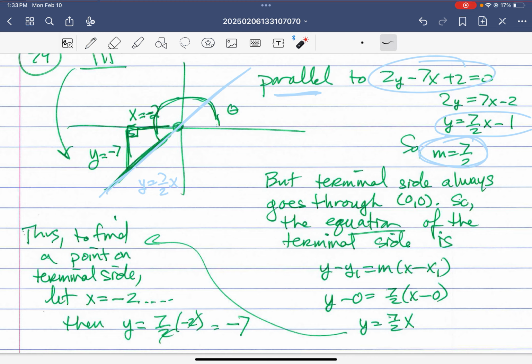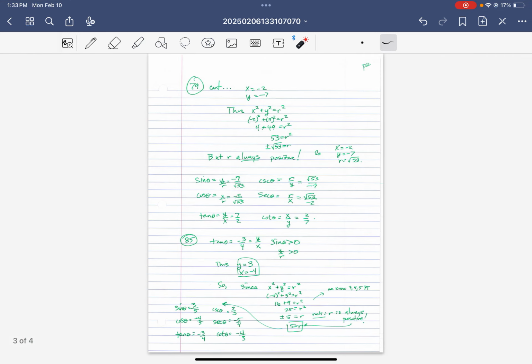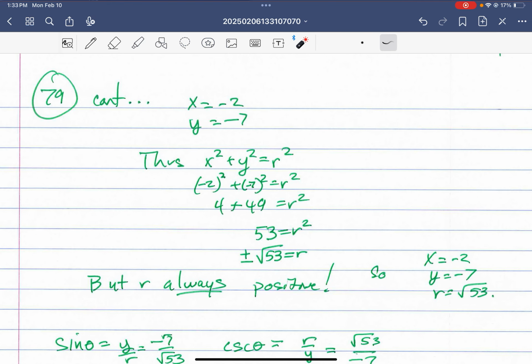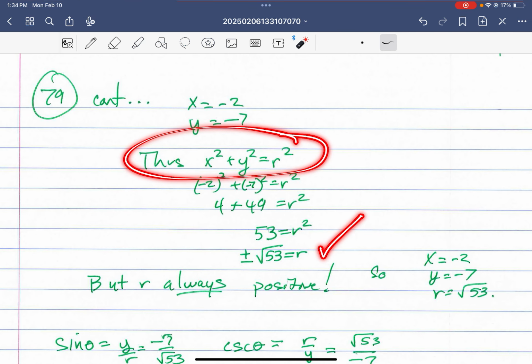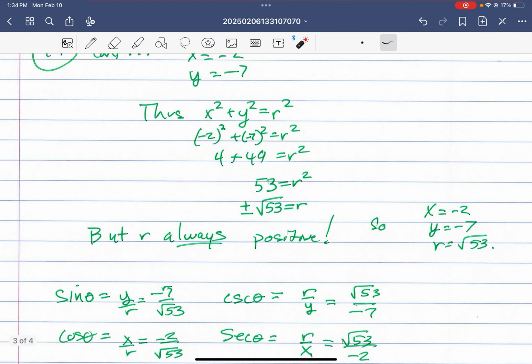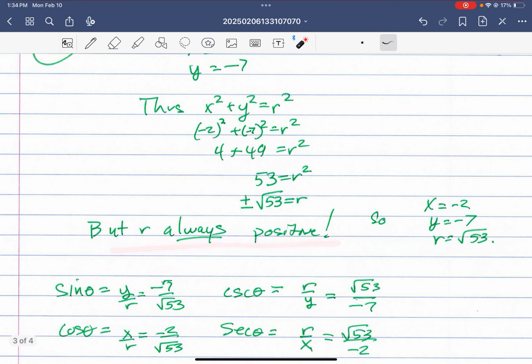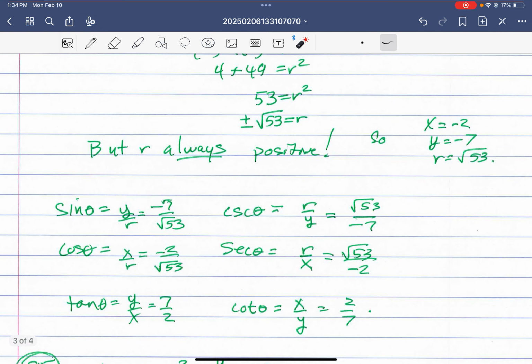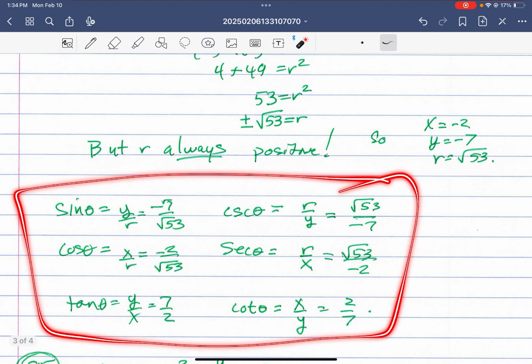So then I can pick any point I want to on this line. Well, if I plug in negative 2, I find out that a point on this line is negative 7, because negative 2 plugged into my function gives me negative 7. So now that I know negative 7 is y and x is negative 2, I can end up solving for r using the Pythagorean theorem. I get plus or minus when I take the square root, but I know that r is always positive. So if that is my x, y, and r, then these are my 6 trig functions.